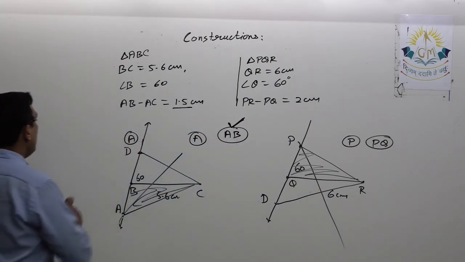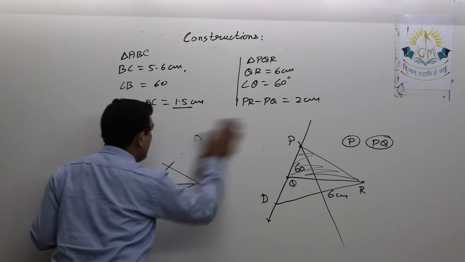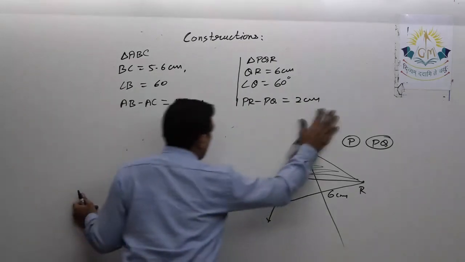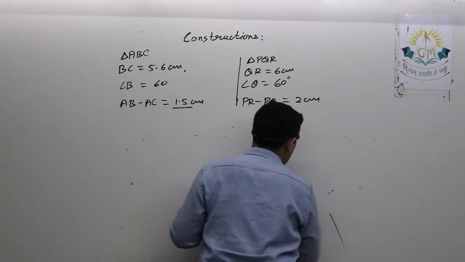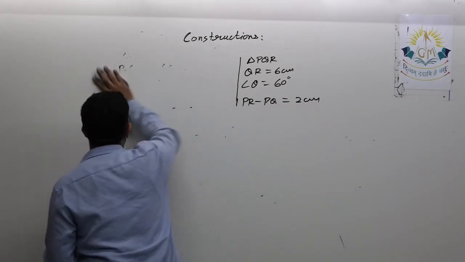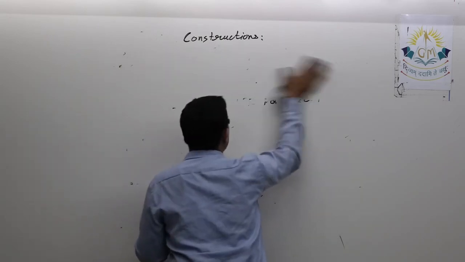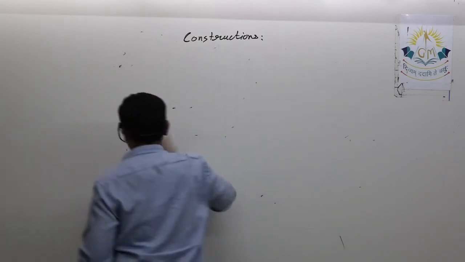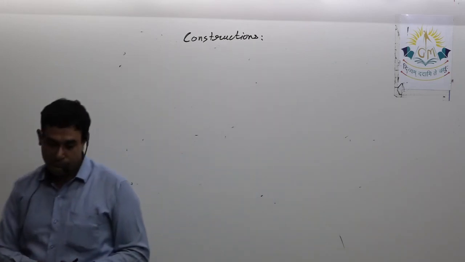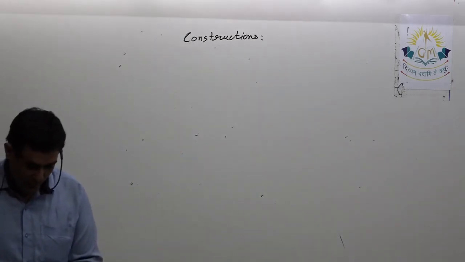Okay. Now next we will see one more construction in which the perimeter of the triangle and two base angles are given. Okay, perimeter of a triangle and two base angles are given. So let us see. Suppose we have a triangle.